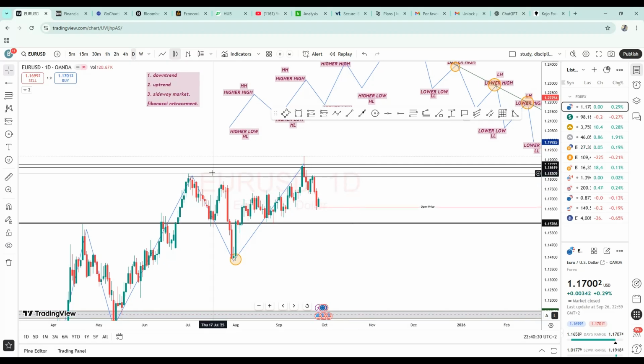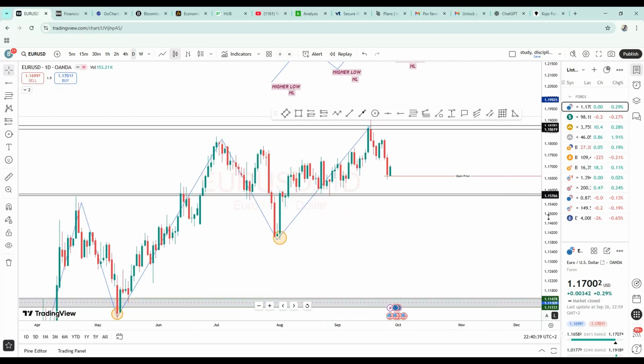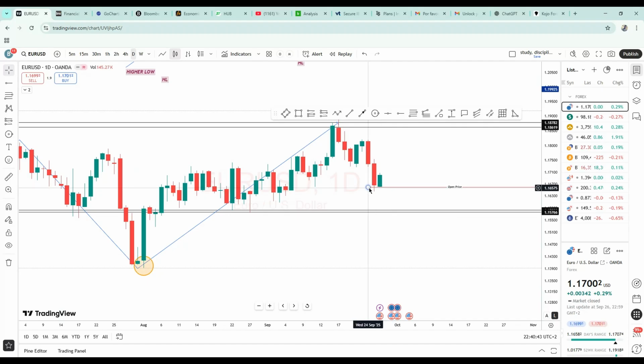All right, so this is what we use the horizontal ray for. What do I use it for personally? I use horizontal rays to identify the opening price of the day, exactly where the market opened for that day. You can see I put a note there, open price. That is mostly what I use this horizontal ray to do.